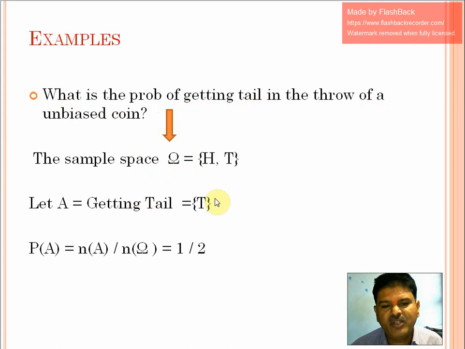As you know the definition of probability, probability is the favorable cases divided by the exhaustive cases. The exhaustive cases are 2 and one case is favorable to tail. Therefore probability of A is n of A divided by n of omega. So that is 1 divided by 2. So 1 divided by 2 is the probability of getting tail in the throw of an unbiased coin.